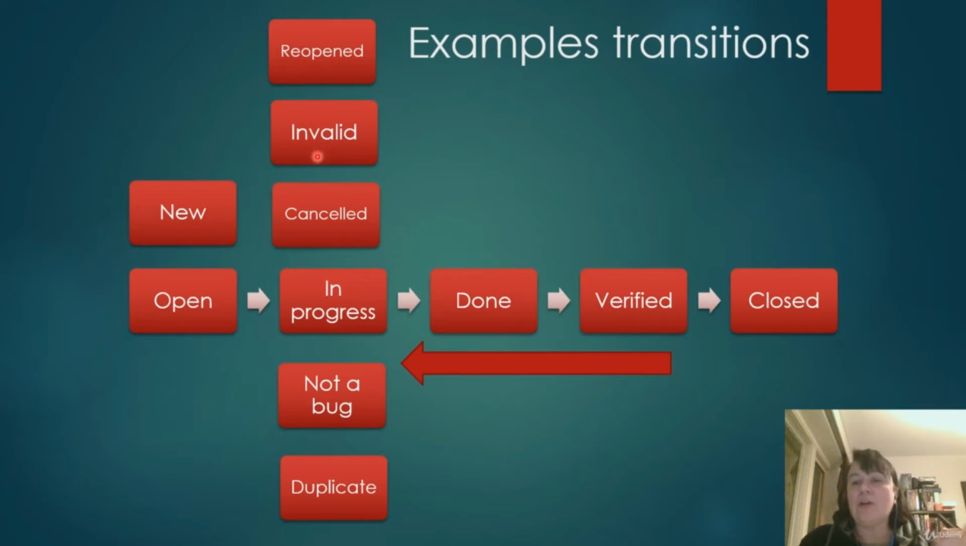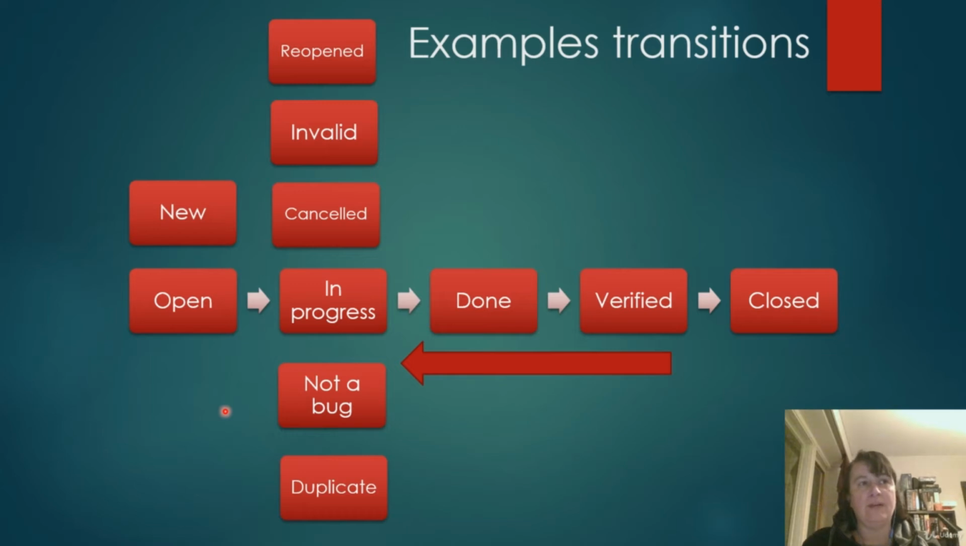Or, for example, it was tested on a wrong build, so that would make the bug invalid, because it doesn't appear in the software, but on some side build that is not going to production. It can be reopened. That means it was closed and then reopened, because we decided after some time that the bug is actually valid. Not a bug.